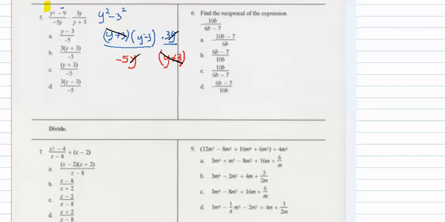Okay, can I do anything with the y minus 3? No. Can I do anything with the 5 and the 3? Do they cancel? No. So at the top of my fraction I have a 3, and I have a y minus 3. And at the bottom of my fraction I have left a negative 5. So I look at my answer choices, and it looks like it's going to be letter D.